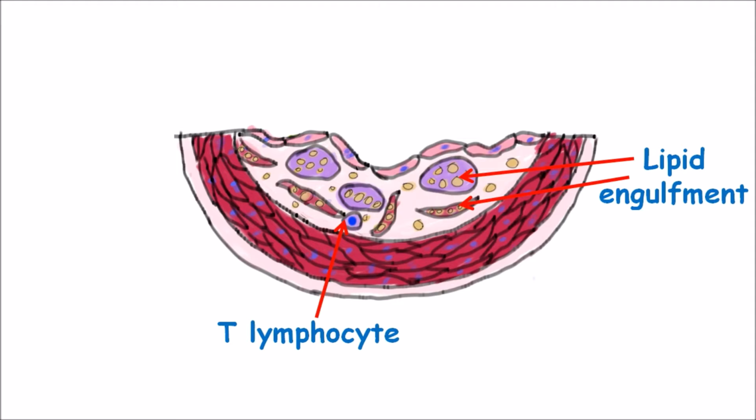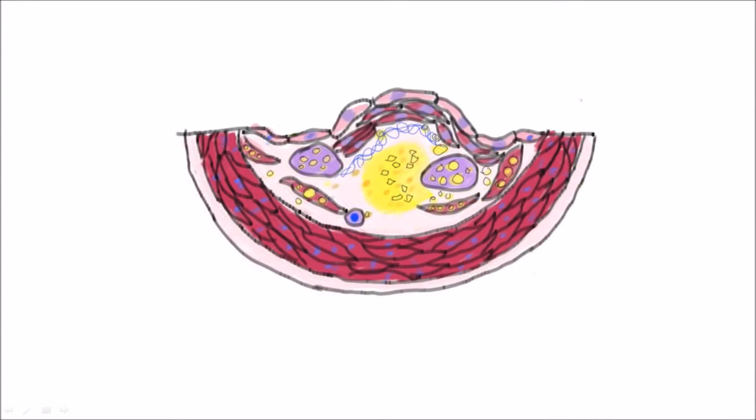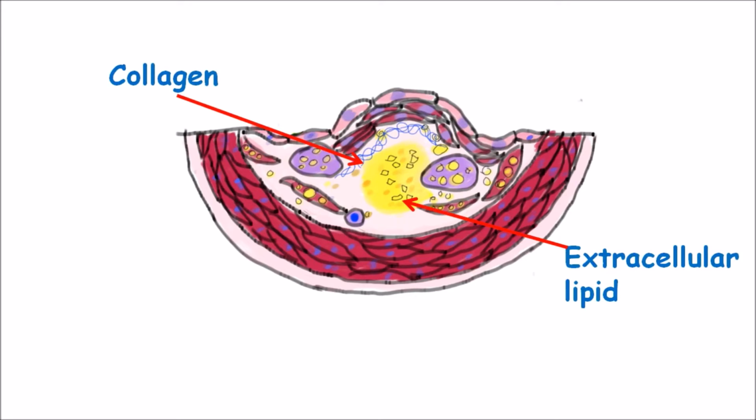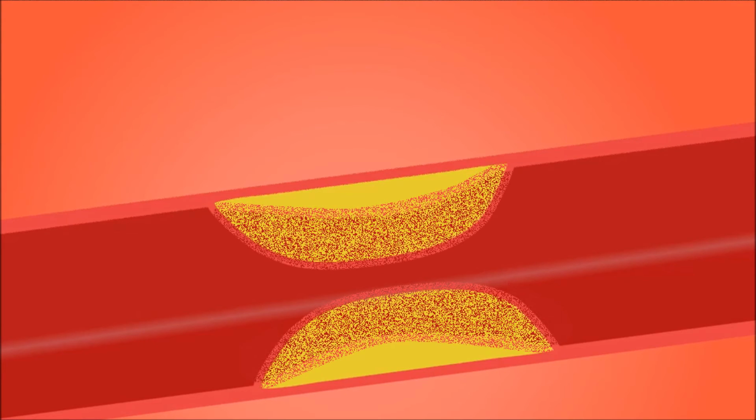Now, what happens next is that there is accumulation of lipid, or extracellular lipid more specifically, inside the intimal layer. There is also accumulation of collagen. This collagen is formed under the influence of the growth factors, which are in fact released by the macrophages. Now, this accumulation of lipids, macrophages and collagen ultimately forms atheroma and blocks the blood vessel.